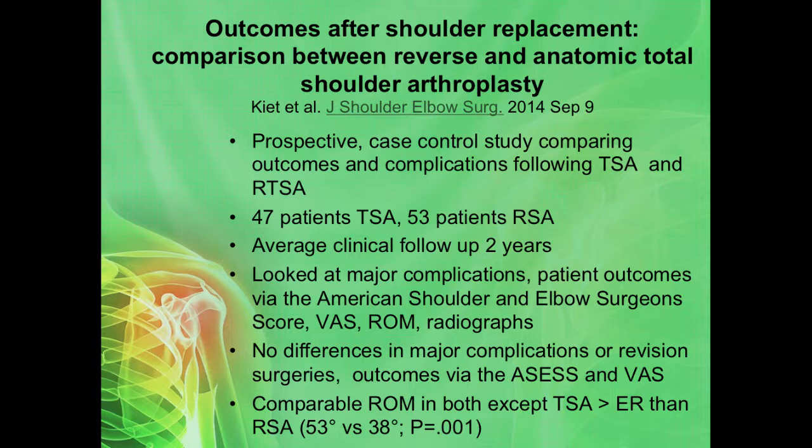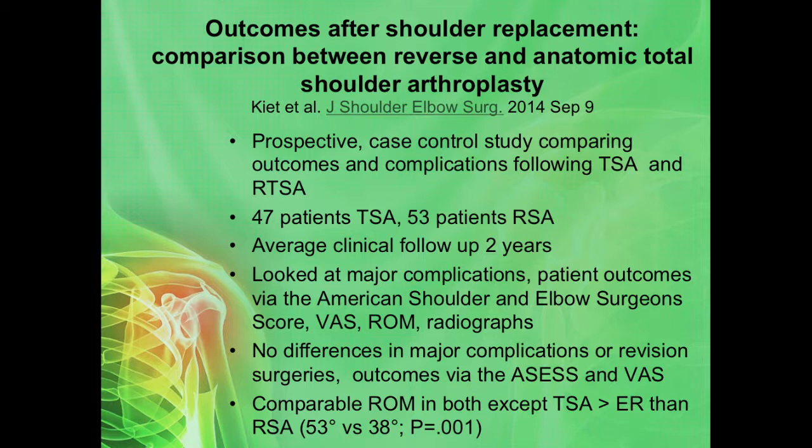So Kiet et al. in 2014 looked at outcomes after shoulder replacement, comparing the reverse to the total shoulder. This was a prospective case control study. They had 47 patients who underwent a total shoulder and 53 patients who underwent the reverse. The average follow-up time was 2 years, and what they looked at were complications, outcomes using the American Shoulder and Elbow Surgeon score, visual analog scale, range of motion, and radiographs looking for any kind of loosening of the prosthesis.